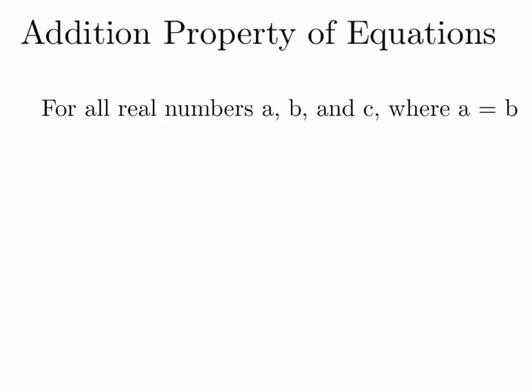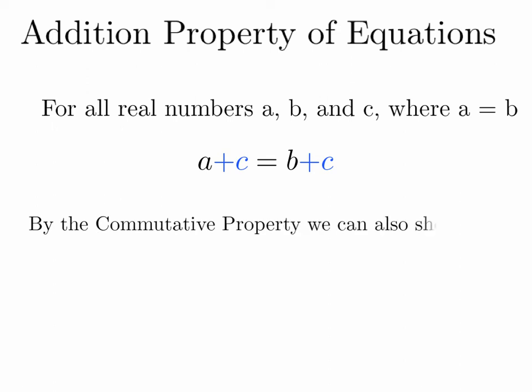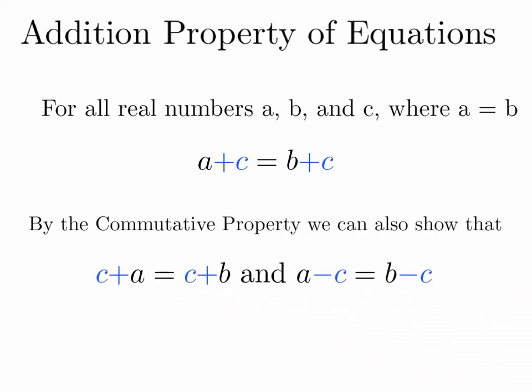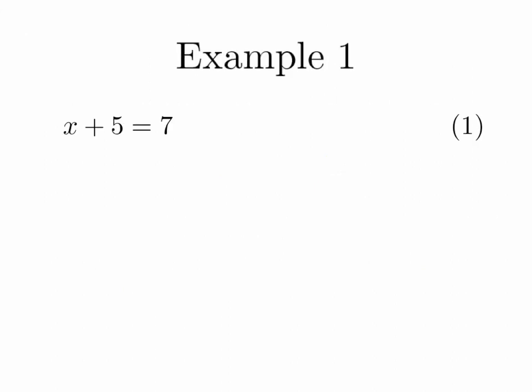Finally, we're going to talk about the official addition property of equations. For all real numbers a, b, and c, where a equals b, we can add c to both sides of the equation, as long as we do it to both sides. Also, by the commutative property, we can show that c plus a is equal to c plus b, and a minus c is equal to b minus c, because don't forget, addition and subtraction are the same thing.